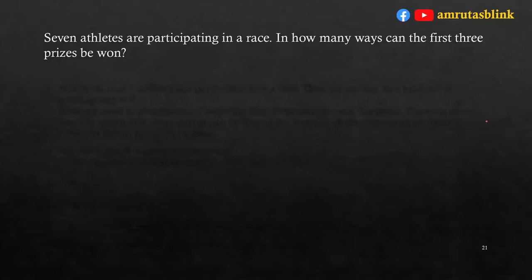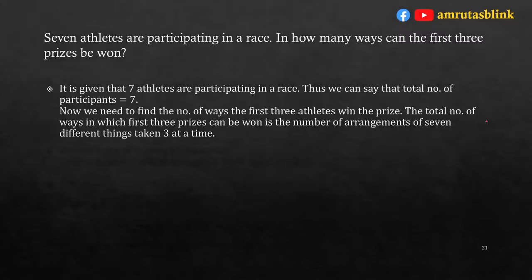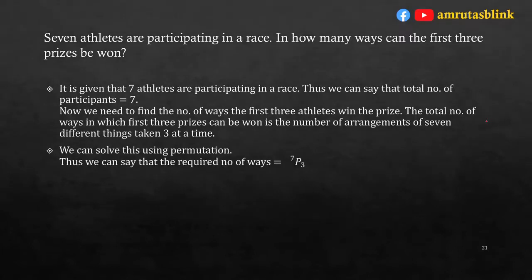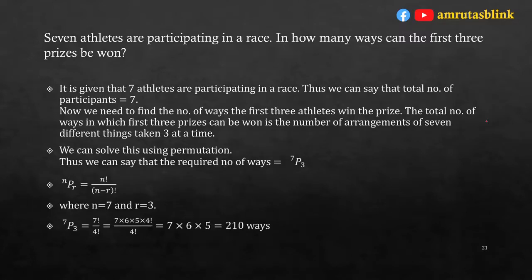Seven athletes are participating in a race. In how many ways can the first three prizes be won? Now there are 7 athletes and first 3 prizes are to be won. So number of ways will be 7p3. So after simplification, 7p3 will be nPr is equal to n factorial upon n minus r factorial, where n is equal to 7 and r is equal to 3.